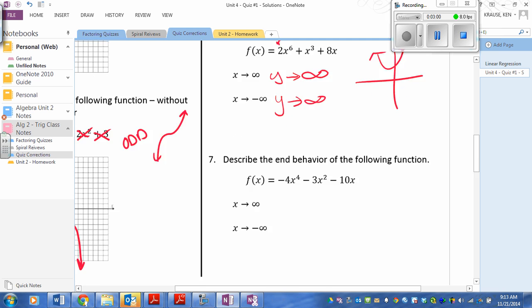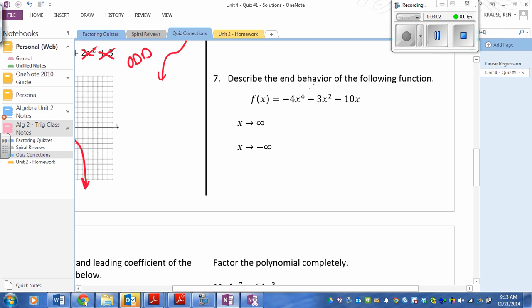And this one is just the opposite. This one is even, so I know they're pointing in the same direction, but in this case, they're both pointing down. So that means no matter which way I go for x, y will be approaching negative infinity.